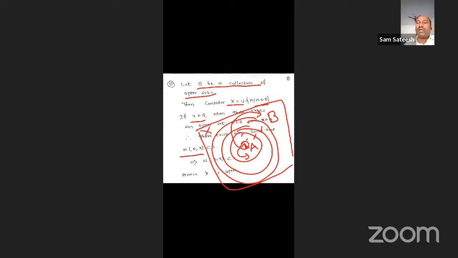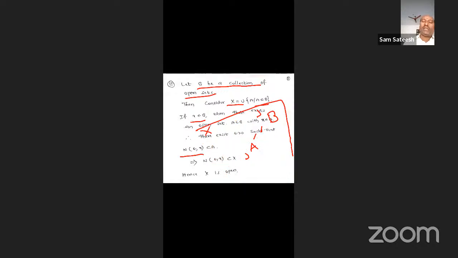But A is also an open set. It is an interior point in A, and it is also in X. Therefore, hence X is open. Why? Because X is the collection of open sets. Therefore, small x belongs to A, and the neighborhood of x is a subset of capital X. Hence capital X is open. This is the theorem.